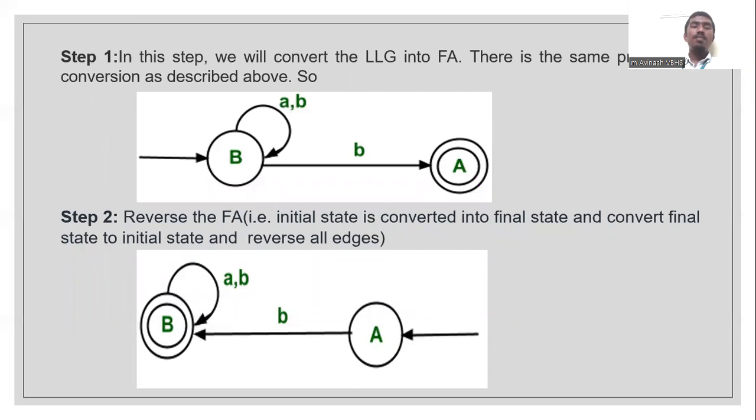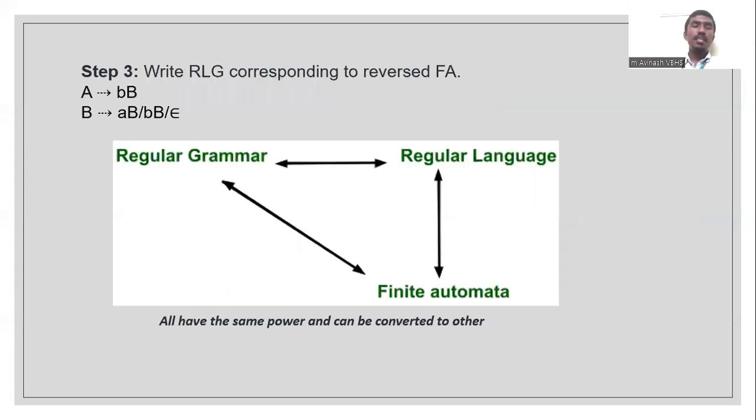Step 1. In this step, we will convert the left linear grammar into finite automata. This is the same process of conversion as described above. So, reverse the finite automata. The initial state is converted into the final state, the final state is converted into the initial state, and all edges are reversed. Step 3. Write the right linear grammar corresponding to the reversal. A tends to bB, B tends to aB or bA, bB or epsilon.